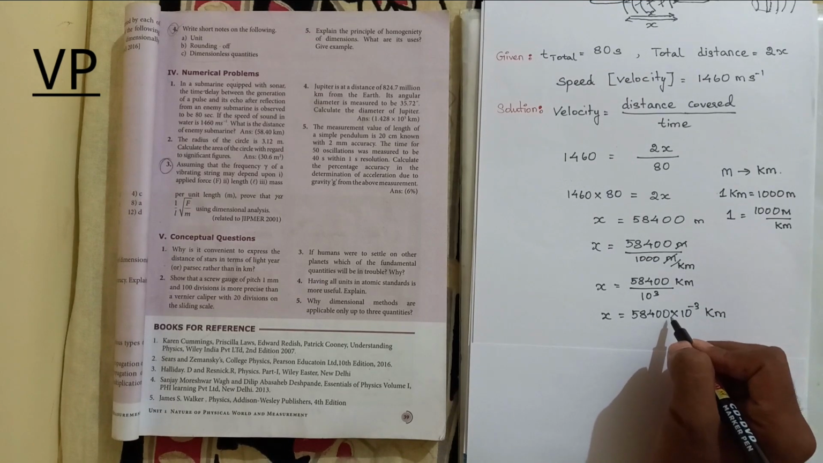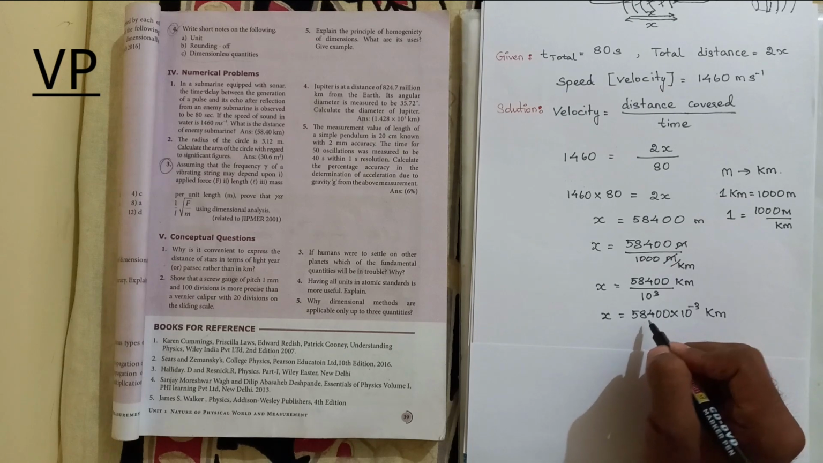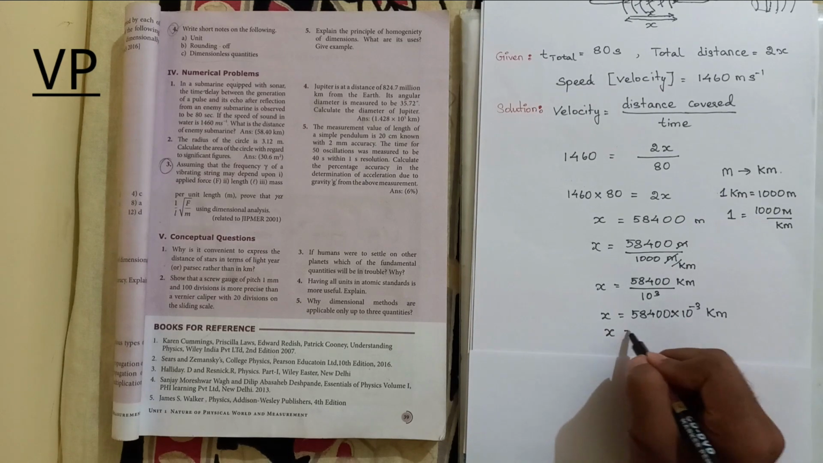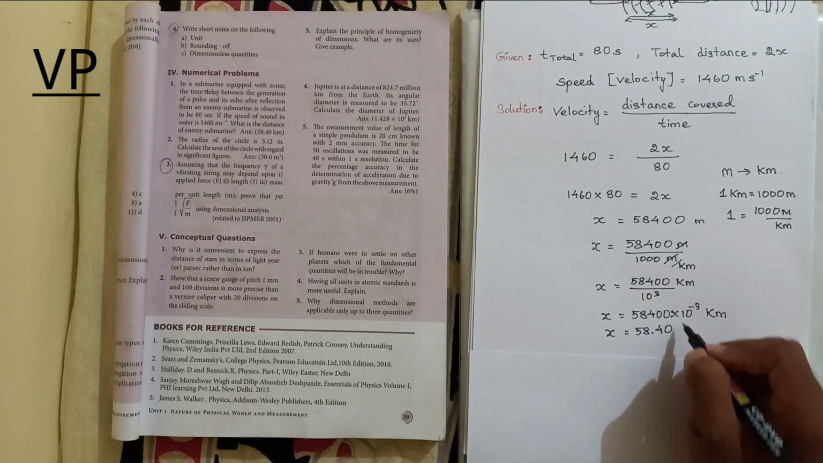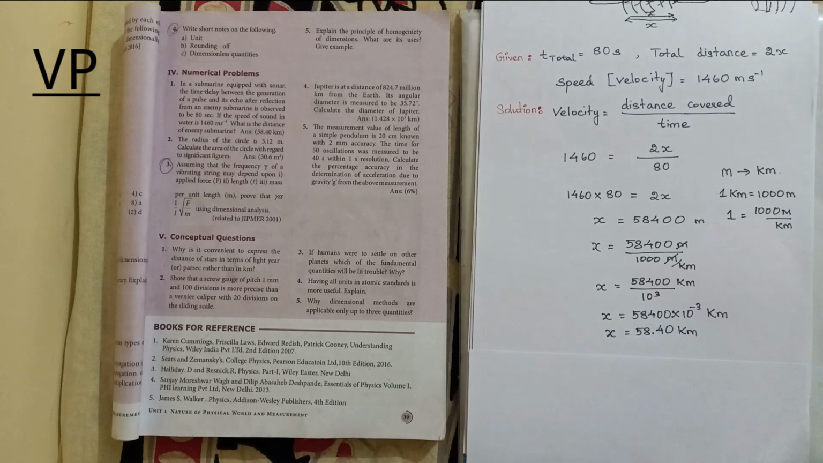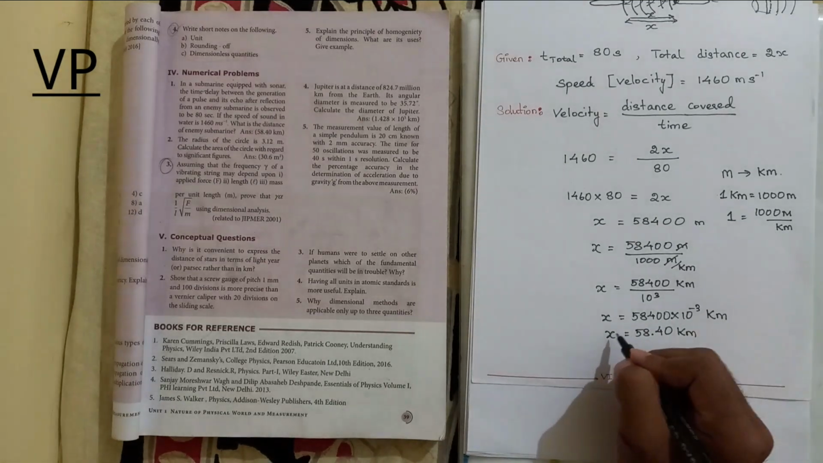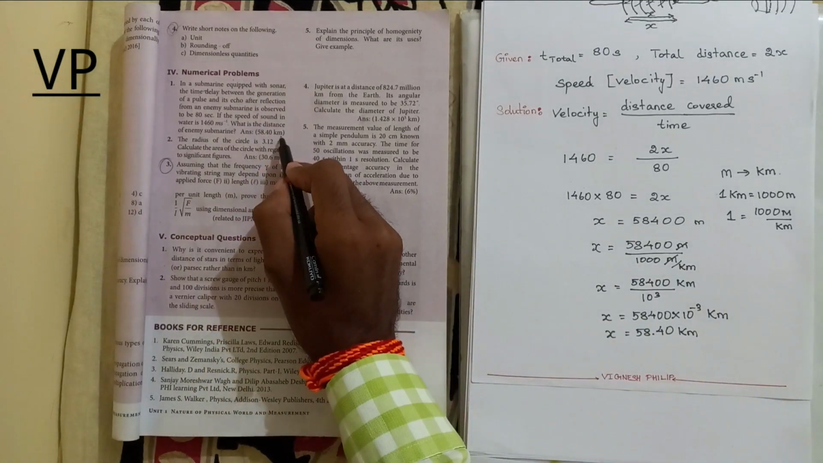It's 10 to the power minus 3. So we bring the decimal point here, we will shift it to the left hand side. So x is equal to 58.40 kilometers. So the answer is 58.40 kilometers. So the answer is correct.